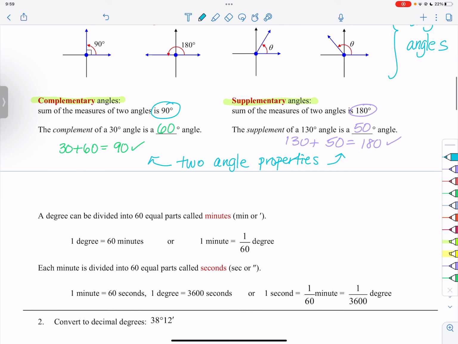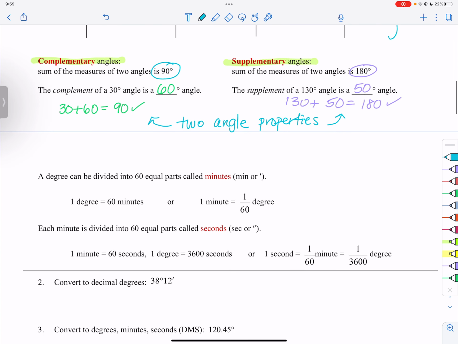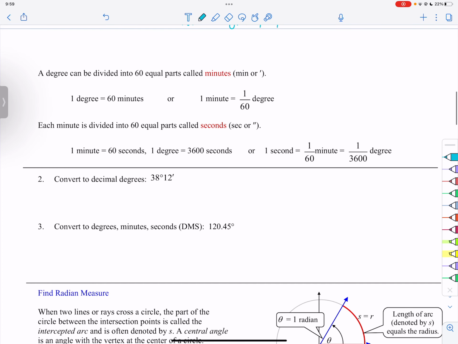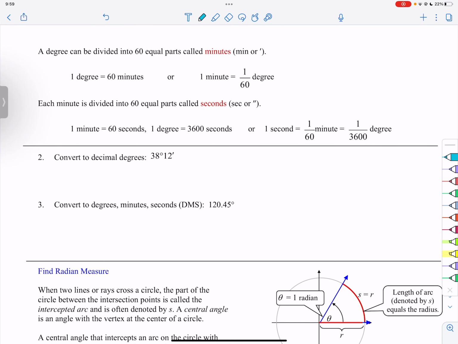Okay, now let's get a little more detailed about degrees. A degree can be divided into 60 equal parts, and these are called minutes. That's kind of easy to remember. And then each minute is divided into 60 equal parts, called seconds.